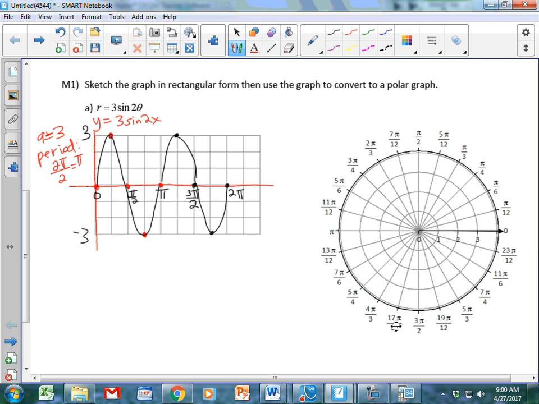Okay, so we're expecting how many petals? What do we know we're expecting? 4 petals. And we want the length to be 3. So the R value has to be 3. Can we figure out where the tips of those are going to be? They're going to be right here. At this coordinate, at this coordinate, at this coordinate, and at that coordinate, right?